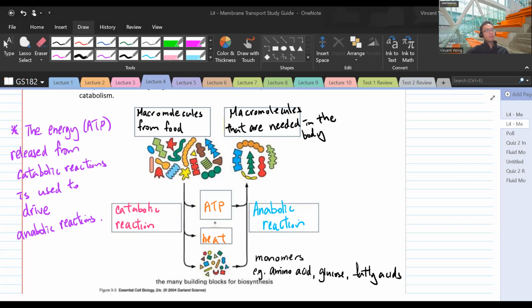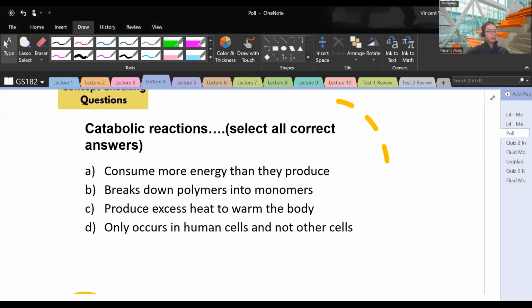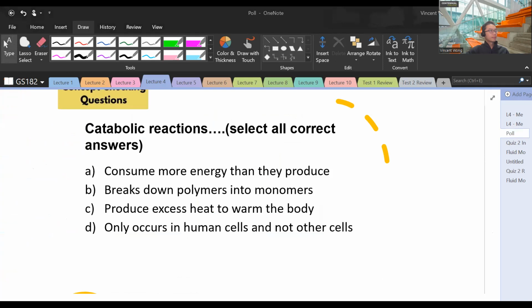Any questions about this? Please ask if you have. No questions? Okay, well, I have a question for you. Let's try this out. This is a multi-select question with more than one correct answer. Please choose them accordingly.